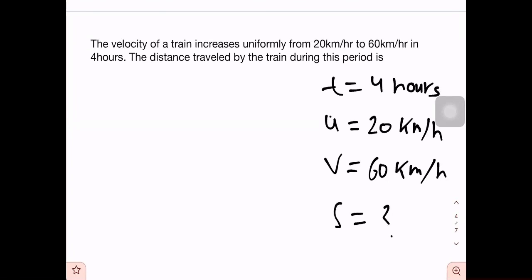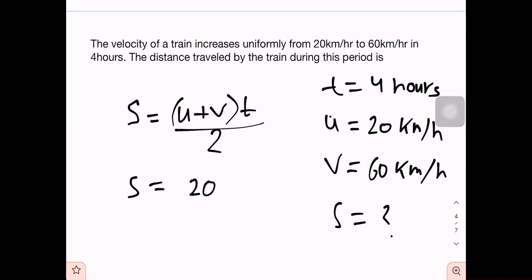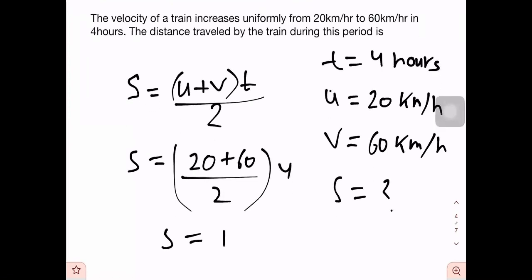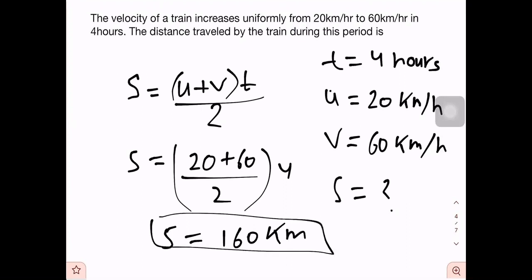So for this one, there isn't an exact equation of motion that we can use, but there's another formula, which is S equals (U plus V), the final velocity plus initial velocity, times time divided by 2. This is another formula that you can use. And so S equals (20 plus 60) over 2, times 4. We just plug in the numbers at this point, and we simplify to get S equals 160 kilometers. So this is just another formula to keep in mind. And in this case, displacement is 160 kilometers.